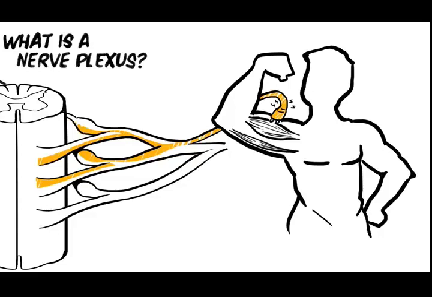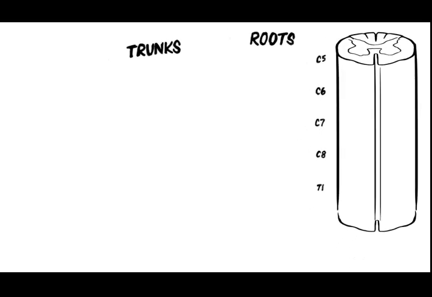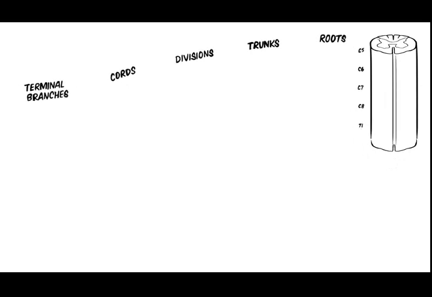Other fibers from these same spinal segments may be destined for the triceps brachii muscle, and they will join together to form a separate nerve bundle that travels to the triceps. Specifically, the brachial plexus contains motor and sensory fibers from spinal segments C5 to T1. Fibers from these spinal segments mix together and then segregate as they form first roots, then trunks, then divisions, then cords, and finally terminal branches.